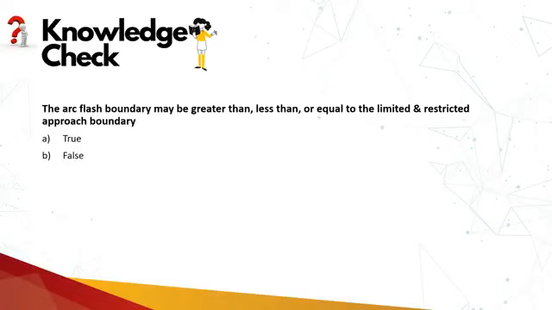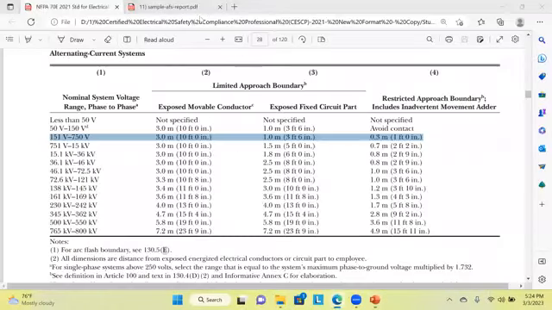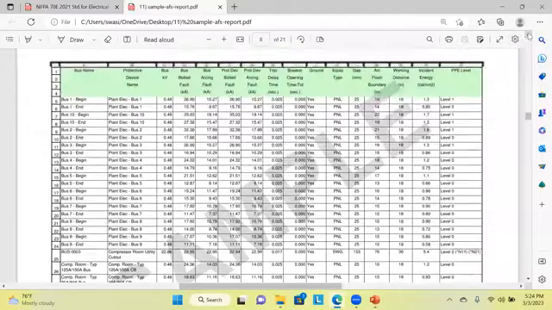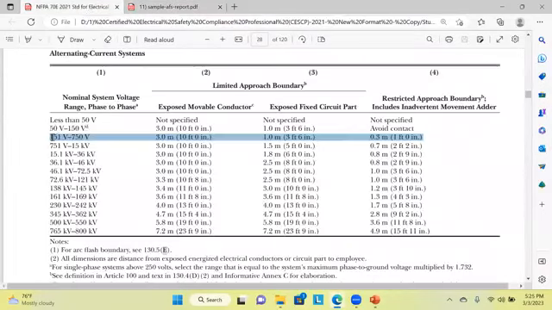Whether you are performing maintenance or performing inspection, no, this is a concept, Mubina. We have just discussed that it could be less than the limited approach boundary and the restricted approach boundary. I have shown in the sample report, I tried to explain that for this one, the voltage is 480 volts. The arc flash boundary is 19 inches. 480 volts falls here. The limited approach boundary is 3 feet 6 inches, and the restricted approach boundary is 1 foot.